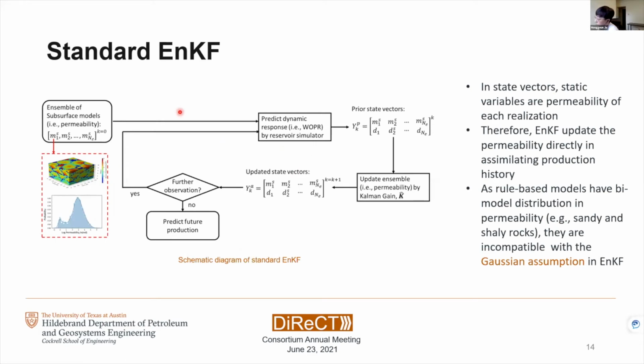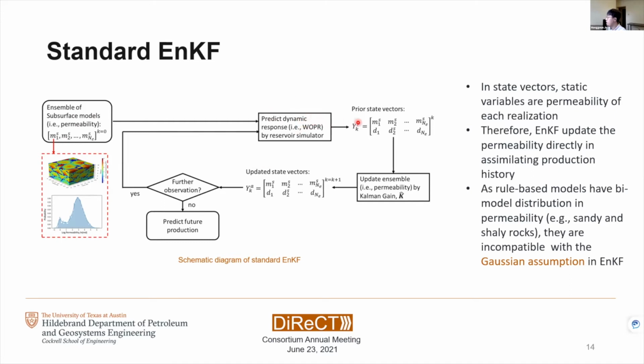If it was a standard Ensemble Kalman filter, we will update the ensemble's petrophysical property directly. For example, in this example, we have the permeability, and we have multiple realizations, maybe 100 realizations here. And from there, we run the reservoir simulation to get the next time steps' well oil production rate. So WOPR is the well oil production rate, and we will use this WOPR in doing the history matching.